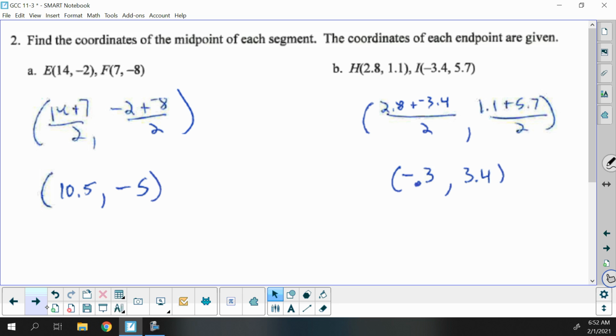Midpoint, you're averaging your x's and averaging your y's. So add your x's, divide by 2, add your y's, divide by 2. In 2a, you could have also had 21 over 2 for the x value, and that would be fine. And same idea in B, -0.3, comma 3.4.